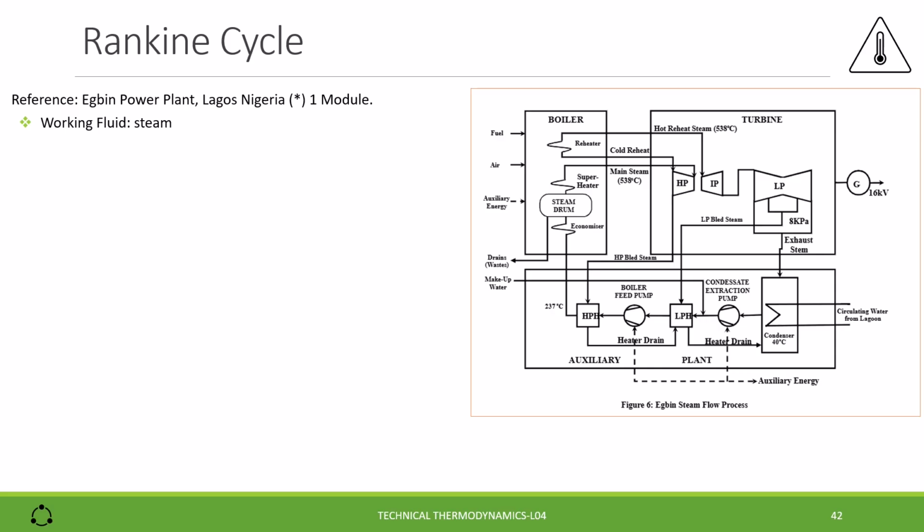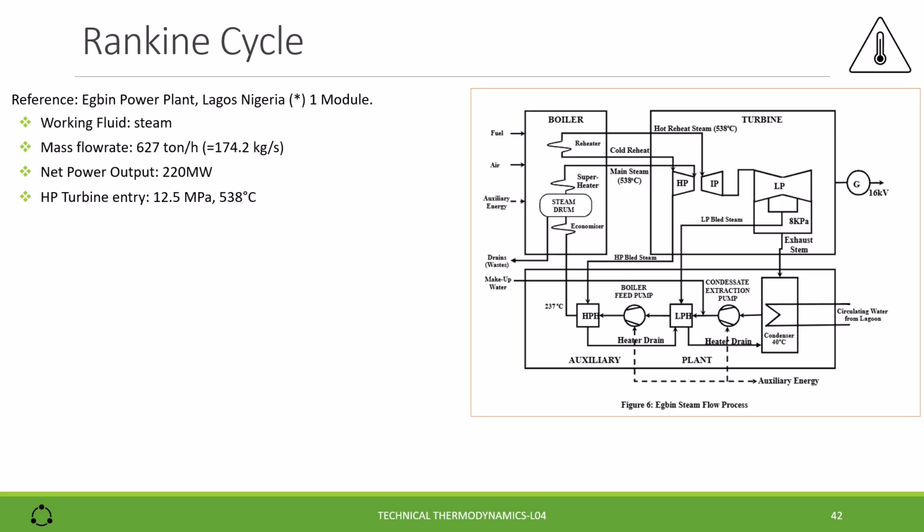The working fluid is steam. The mass flow rate is 627 tons per hour, corresponding to 174.2 kg per second. The net power output is 220 megawatt. The high pressure turbine entry is 12.5 megapascal at a temperature of 538 degrees. The intermediate pressure turbine entry after reheating is 3.3 megapascal at the same temperature of the high pressure turbine. The low pressure bled steam is taken at 0.7 megapascal.